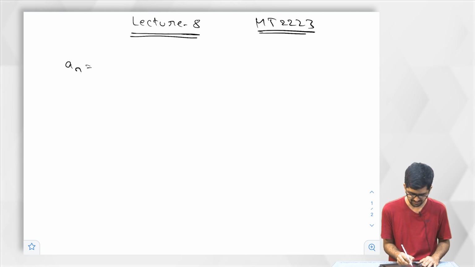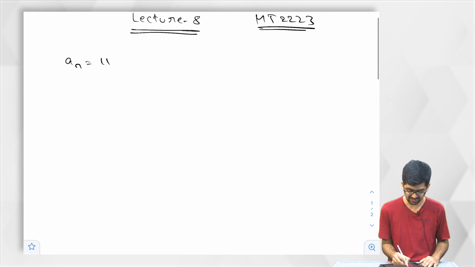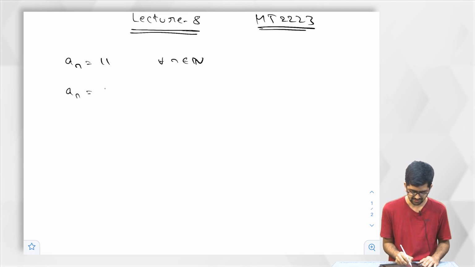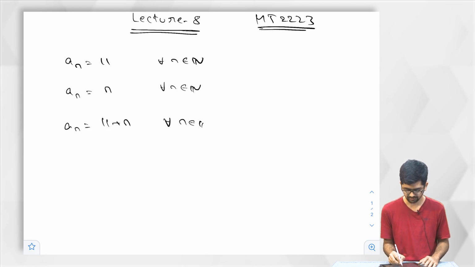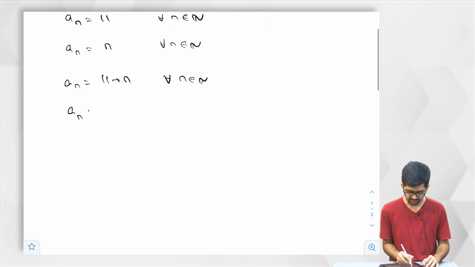The constant sequence, this is 1 for all n belongs to N. Then we had the identity sequence, a_n is equal to n for every n belongs to N. Then we had the sum of those two sequences, 1 plus n for all n belongs to N. Then we had the product of two sequences, 1 dot n for every n belongs to N.